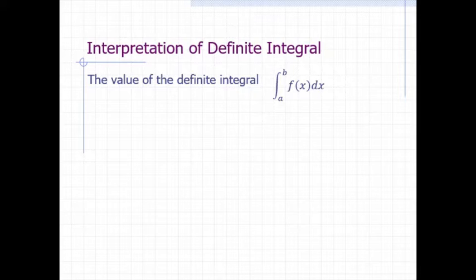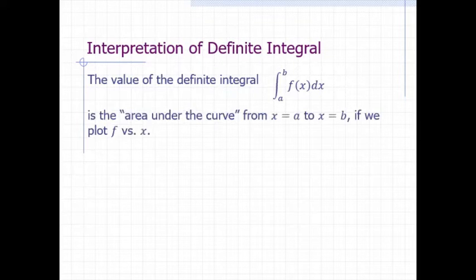How do we interpret the value of a definite integral? Consider the integral of function f with respect to x from x equals a to x equals b. The value of this definite integral is the area under the curve from x equals a to x equals b if we plot function f versus x. By area under the curve, we mean the area between the curve and the x-axis.